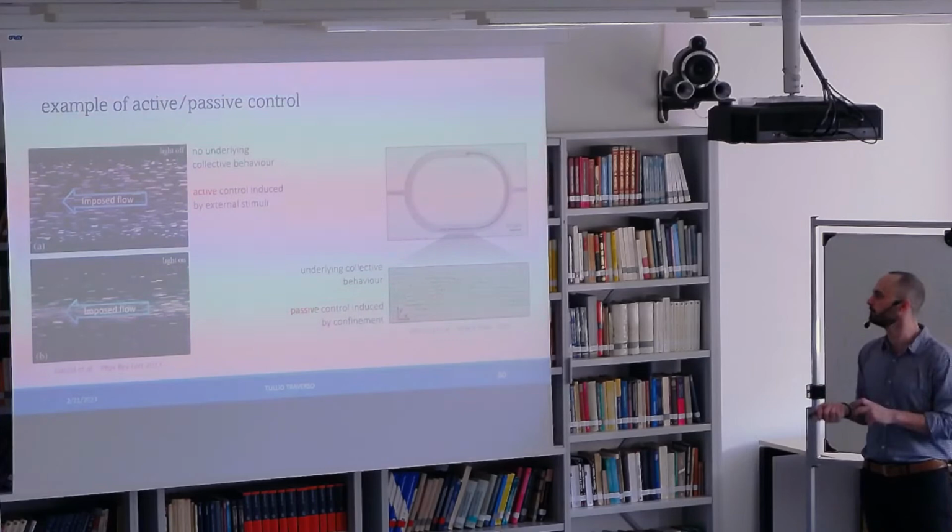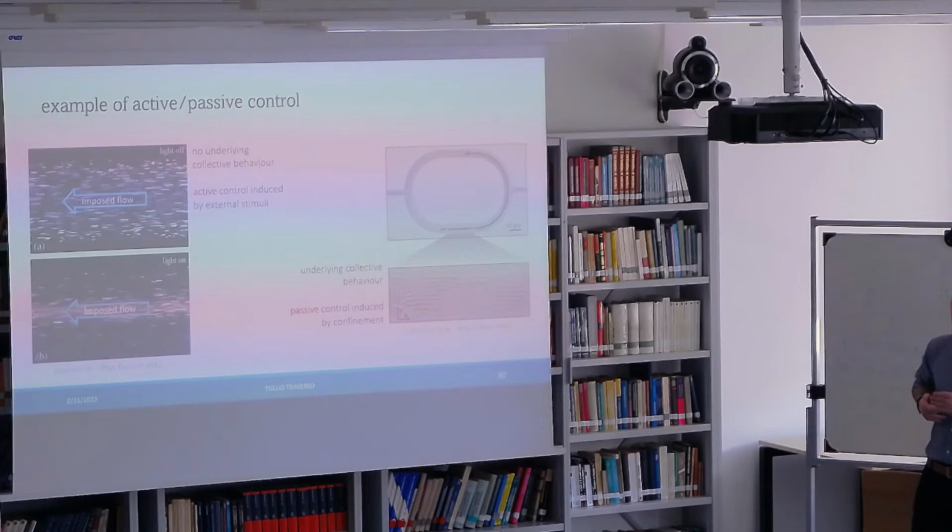So we have those bacterial turbulence that we saw before. If you put them into a channel, if the channel is narrow enough, they start to go around. So what was an isotropic kind of motion now becomes directional.